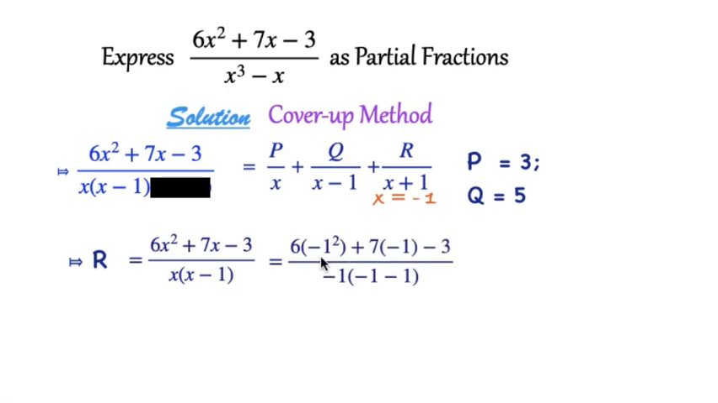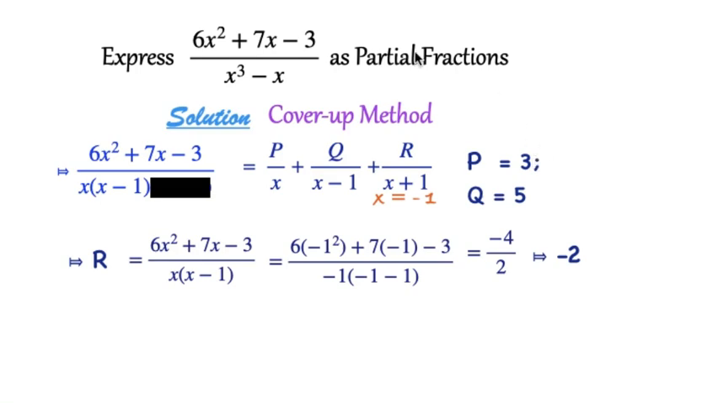So we have 6 times (minus 1) squared plus 7 times (minus 1) minus 3 over (minus 1) times (minus 1 minus 1). Minus 1 squared is still 1, so we have 6 minus 7, which is minus 1, minus 3. We have minus 4 at the numerator. Minus 1 times minus 2, we have 2. Minus 4 over 2 gives us minus 2. r is equal to minus 2.